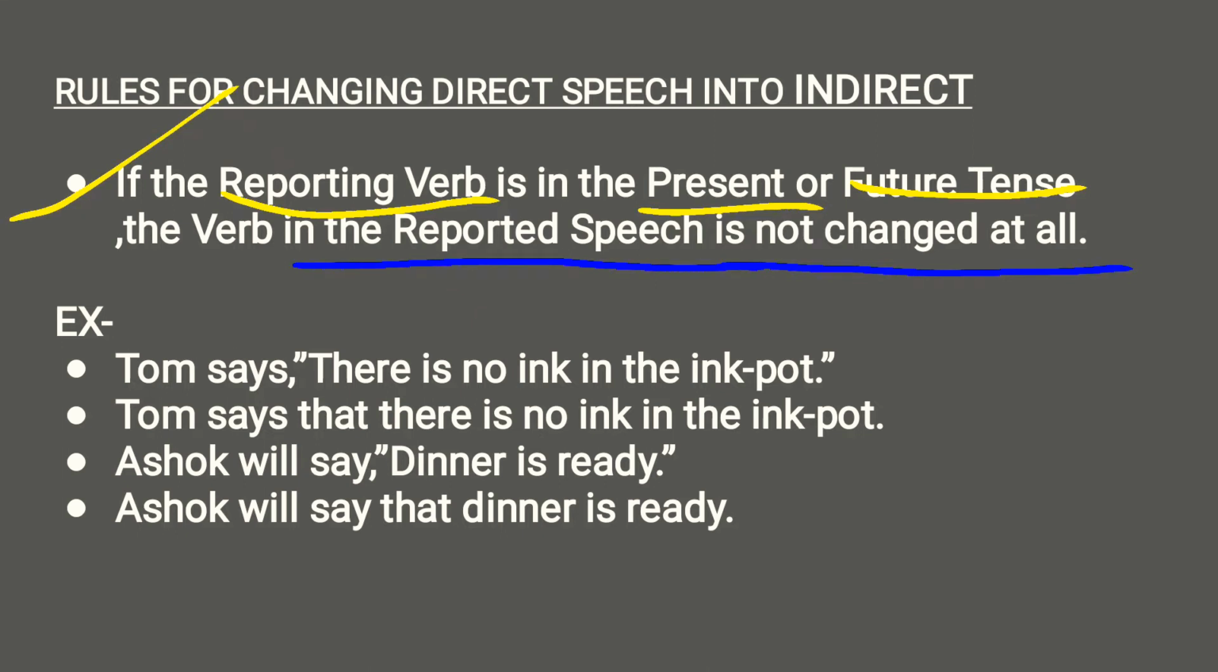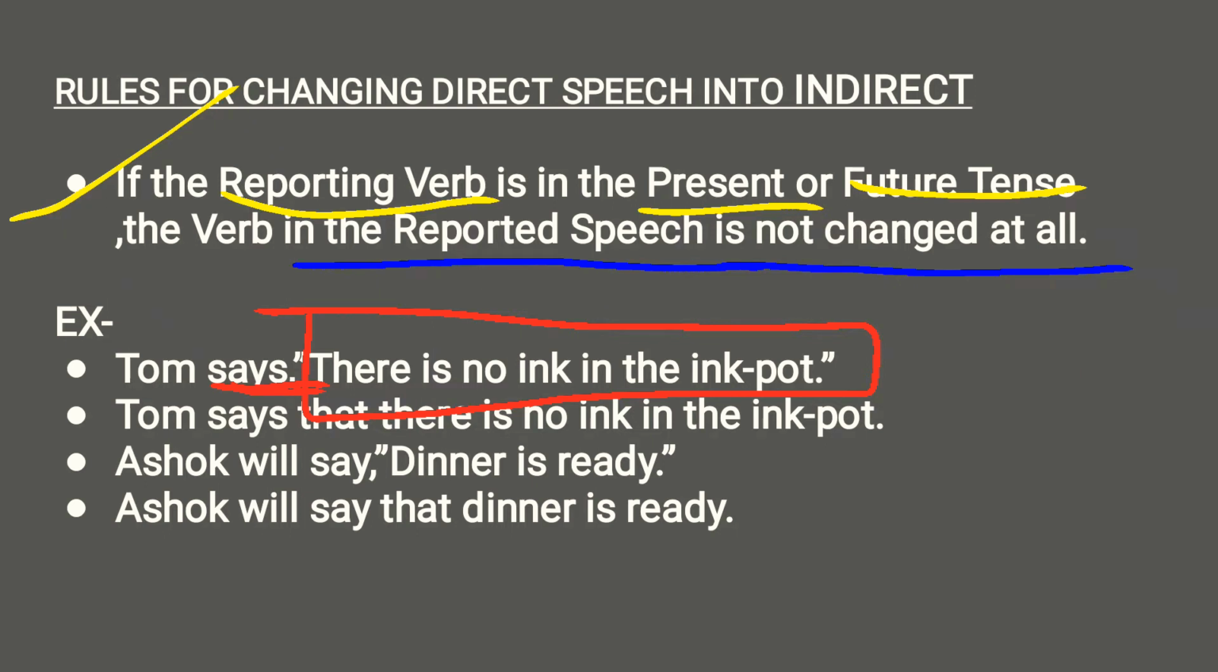That means if you remember which one is the reporting verb, this is our reporting verb, says. So this is in present tense, yes or no? If the reporting verb is in present or future tense, the verb in the reported speech is not changed at all. First of all, let us understand what the reporting verb is. We have underlined it, says. Now since it is in present tense, we know. The reported speech is the words which are inside the inverted commas. This is called reported speech.